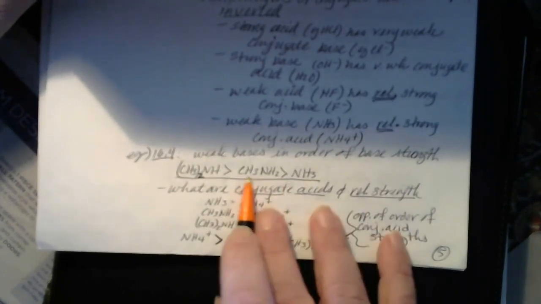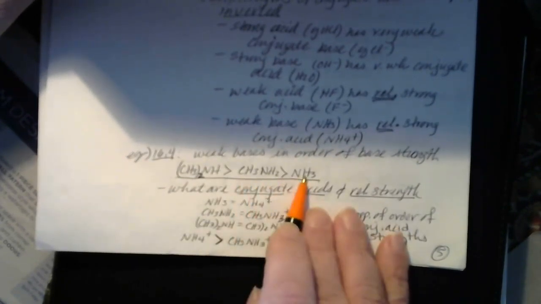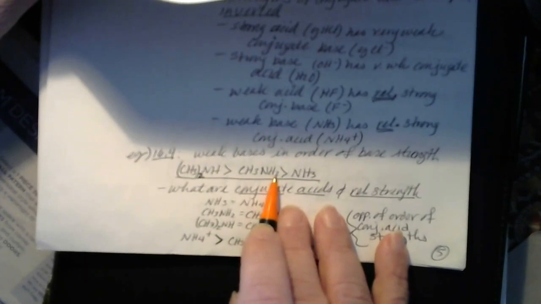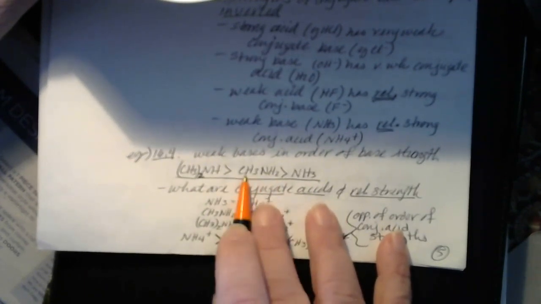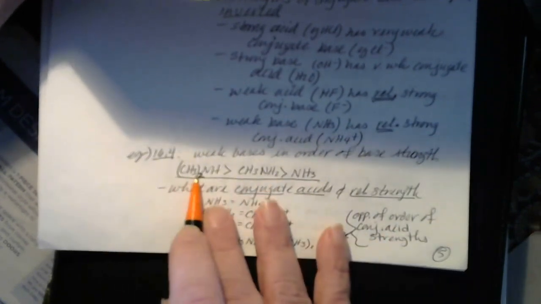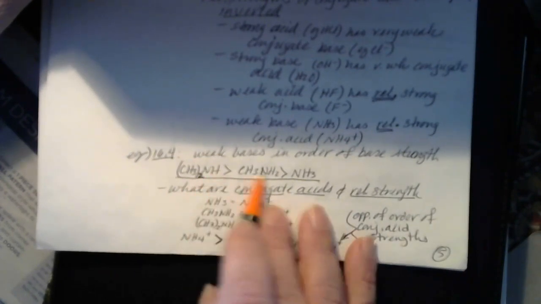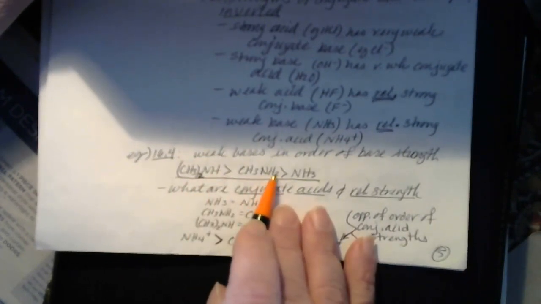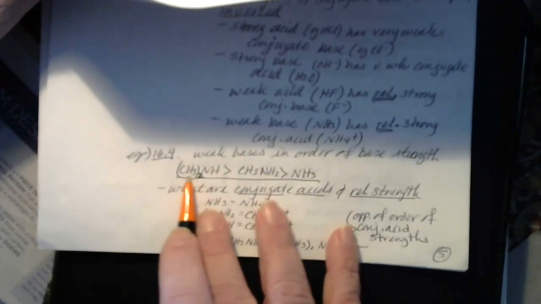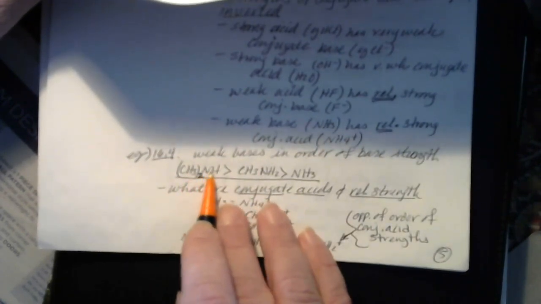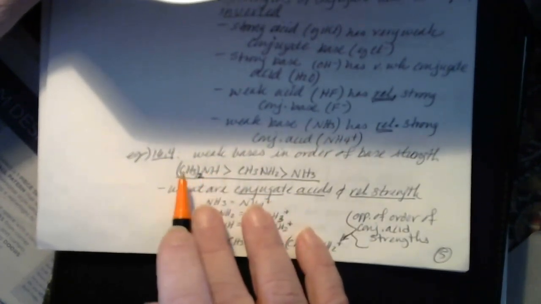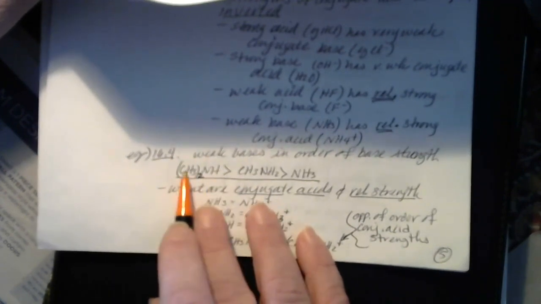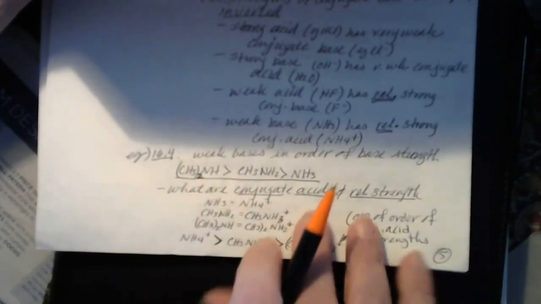So NH3 is ammonia, and CH3 replacing one of the hydrogens, leaving the other 2 hydrogens on the nitrogen behind, would be methylamine. And if you replace one of the other remaining hydrogens with another methyl group, you get 2 methyl groups, an N and an H, and that's known as dimethylamine, because 2 methyl groups, dimethylamine.